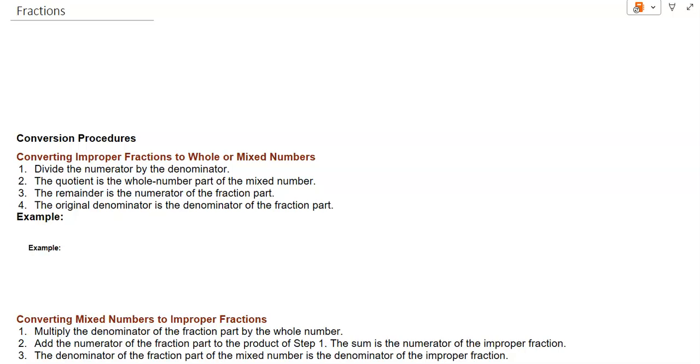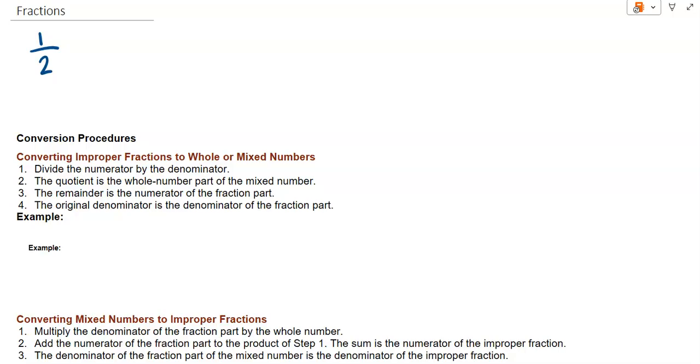So fractions is in chapter 1 of our e-text. And if you remember, your fraction has two main parts. You have a numerator, which would be your top number, and then your bottom number is called your denominator.